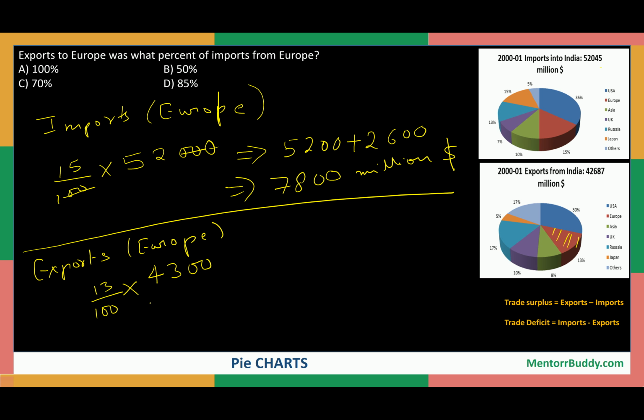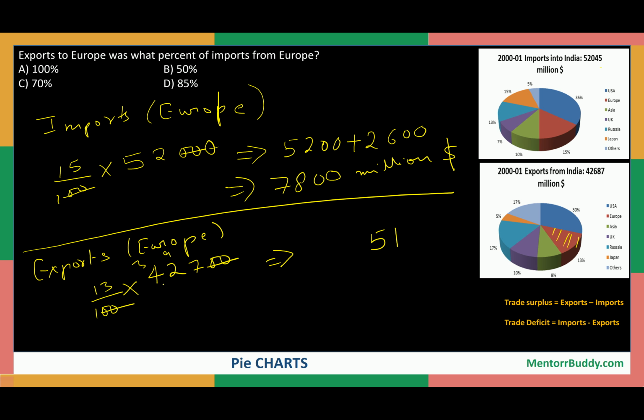So we can take it approximately as 4300, or we can also take it as 42700. We can take it as 42687, and instead of 687 we'll take 700, right? So what it will become, this zero will be cancelled out and we need to find out 13 into 7 is 91, that is 91, carry 9, 13 into 2 is 26 and 9 is 35, so 5, 3 will be carry.